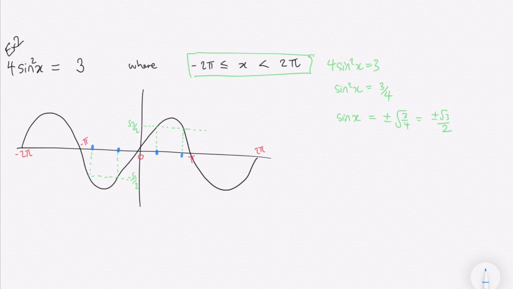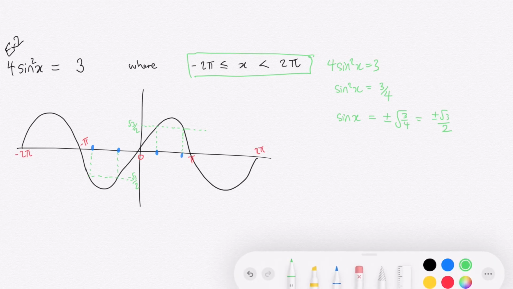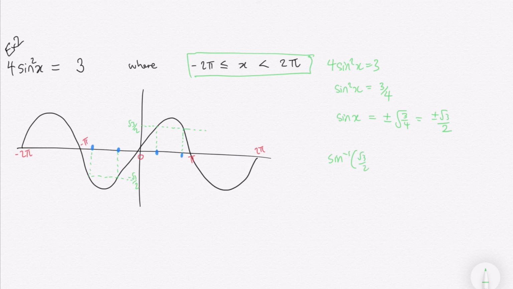So the first one is going to be the principal value of x. So we're going to have sine inverse of root 3 over 2. You perhaps should know this one is 60 degrees. So you should perhaps know that this one is pi over 3 radians, and that is our first solution. Well, this one here is okay because this is just pi over 3 from pi here.